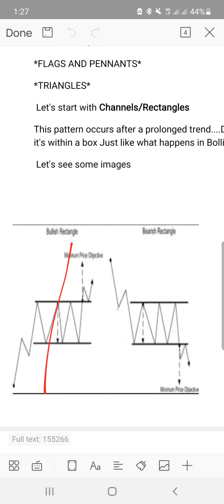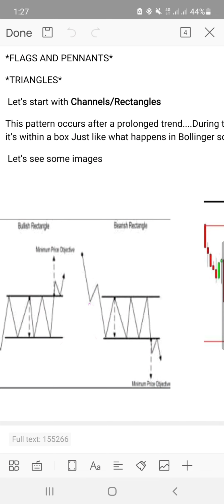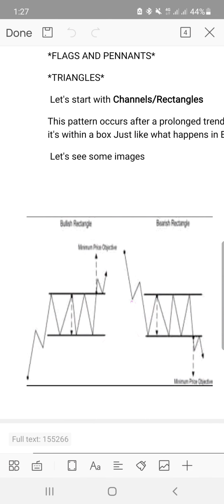The moment price goes up, ranges in a rectangle, and does not go back up, it is not a rectangle pattern. If, let's say, it breaks out on the downside, it's not a rectangle. Even in this one here, this is for bearish rectangle, right? This is for bearish rectangle. Then this is for bullish rectangle. Sorry, and this is for bearish rectangle.